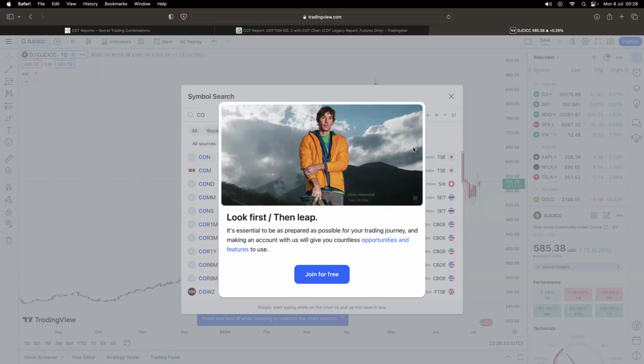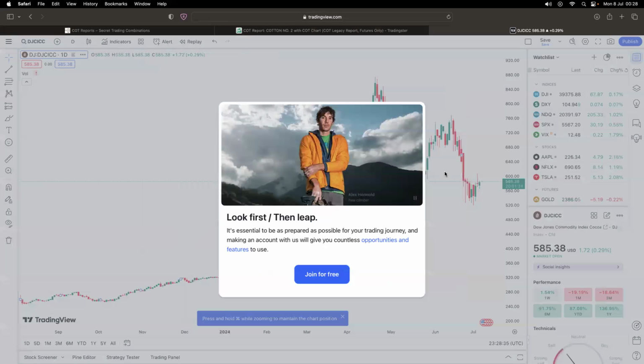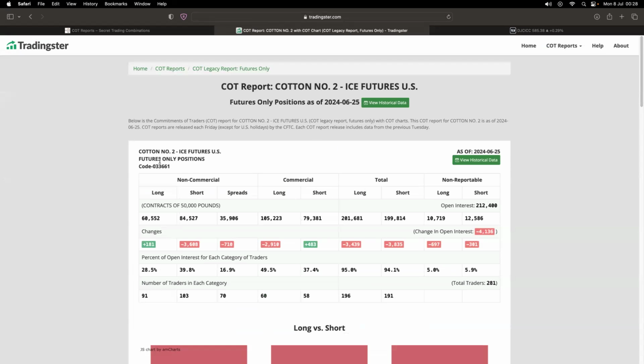Oh yeah, I've got to sign in to this. Yeah, but I can't be bothered to sign in. You get the gist, by the way. You see, cotton is falling a little bit right here.